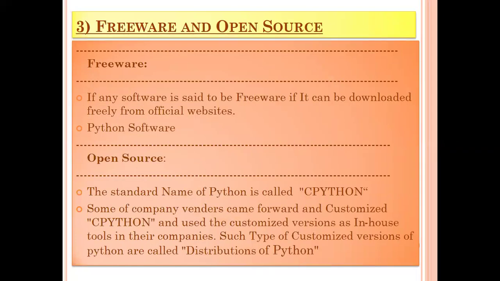Now, next is freeware and open source. It is called freeware because it can easily be downloaded freely from its official website, that is Python software. Why is it open source? Because the standard name of Python is CPython. Some company vendors came forward, customized CPython, and used the customized versions as in-house tools in their companies. Now what are those customized versions and tools?